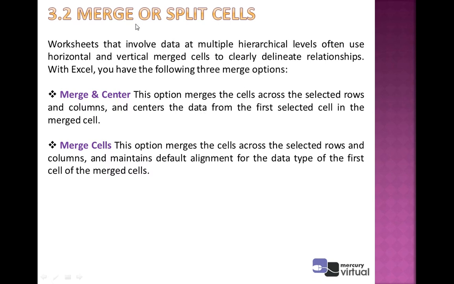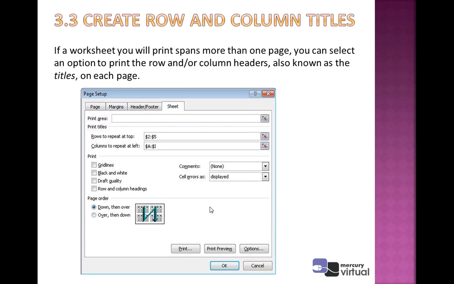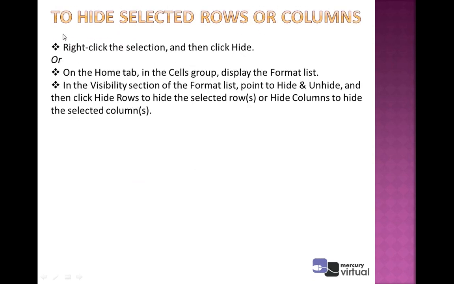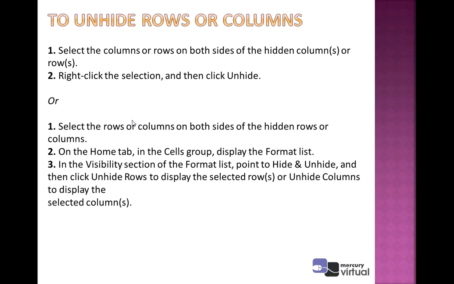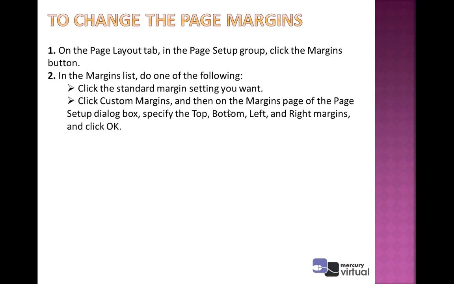Next topic is how to merge or split the cell. Simply click on the Merge and Center button. How to merge, there are multiple steps. How to split, there are multiple steps. 3.3 is how to create the rows, and how to hide or unhide the rows and columns. There are multiple steps, options and points available. How to unhide, and how to manipulate, there are multiple options available.